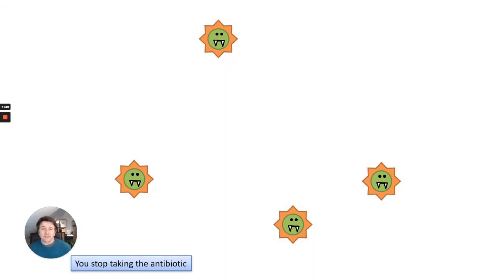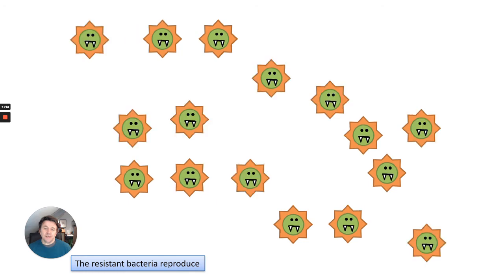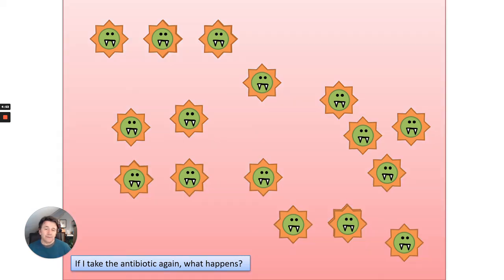You then stop taking the antibiotic because you no longer feel ill, leaving the resistant bacteria surviving. They start to reproduce because there's nothing to stop them reproducing. As you can see, their numbers increase, and now there's lots of resistant bacteria. So if you take an antibiotic again, what will happen? Well, let's have a look. Nothing. All the bacteria are now resistant to that one antibiotic.